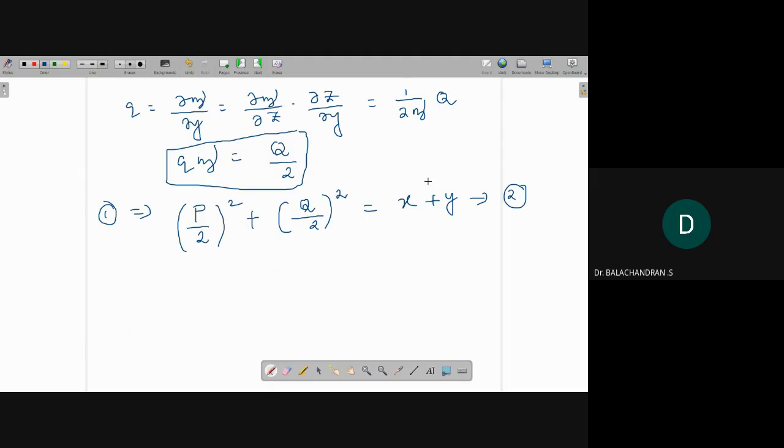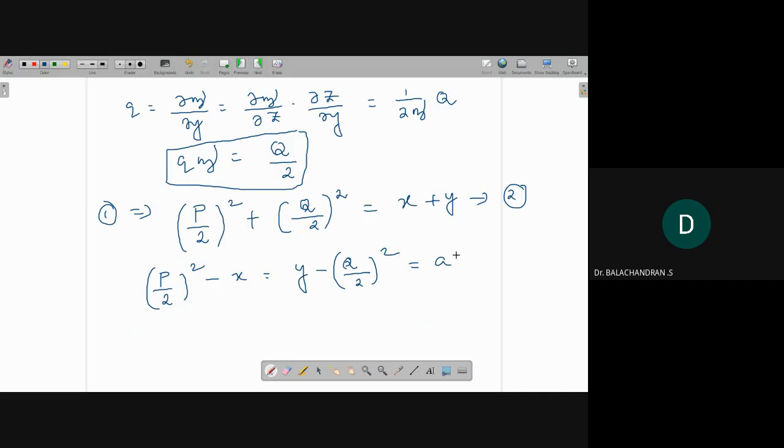So you can write P and x on one side, and y and q on the other side. So P by 2 whole square minus x is equal to y minus Q by 2 whole square, and it is equal to some constant a.